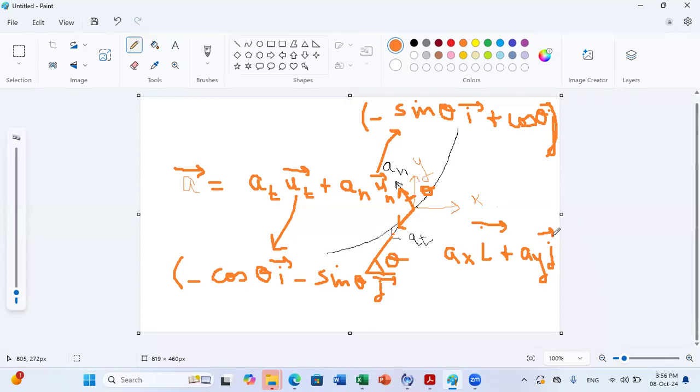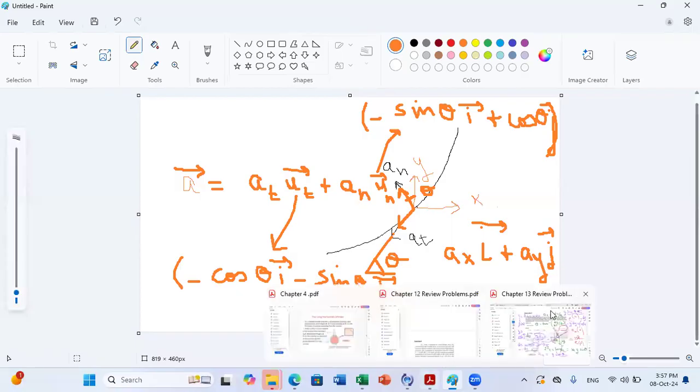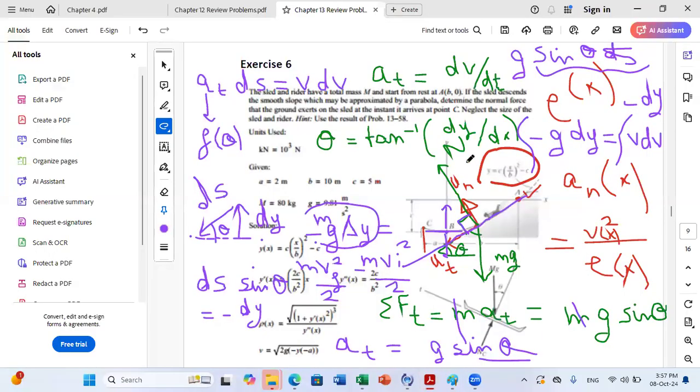This is why we didn't use rectangular components. We used normal tangential. But if you have x as a function of time or y as a function of time, or any information, for example, of variation with time, you can think about rectangular components. Okay, thank you. Welcome. Other question on chapter 13?